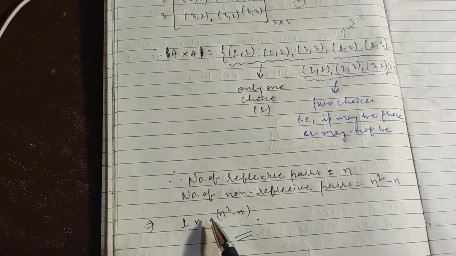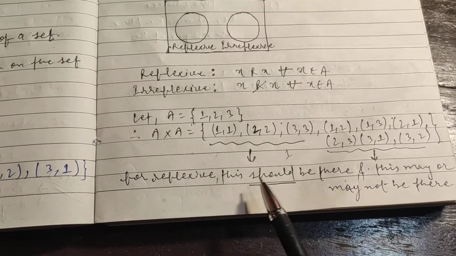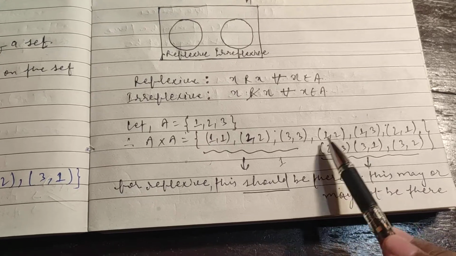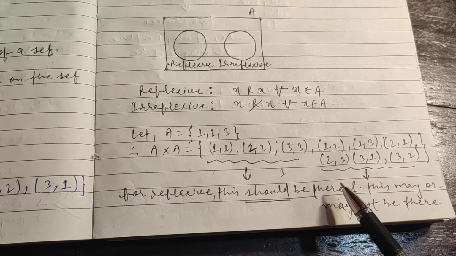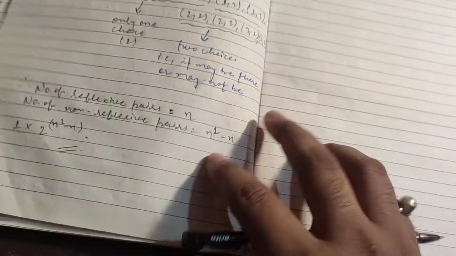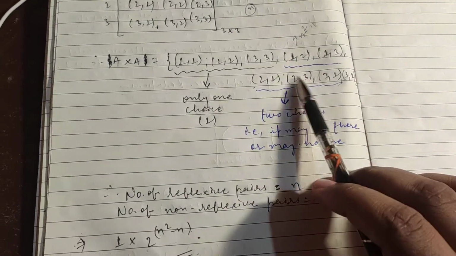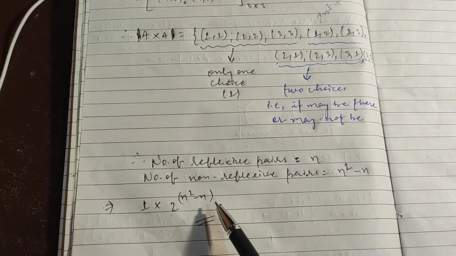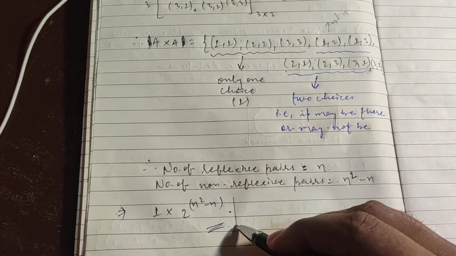When we multiply these, because they are joined by an AND expression, let me show you. For reflexive, this should be there, this should be there, and this may or may not be there. You are seeing all these irreflexive pairs, which may or may not be there, but they are joined by AND, so we multiply the chances. There is one chance for reflexive pairs, and 2 to the power n squared minus n chances for irreflexive pairs. So the final answer is 1 into 2 to the power n squared minus n. This is how we get the number of reflexive relations.